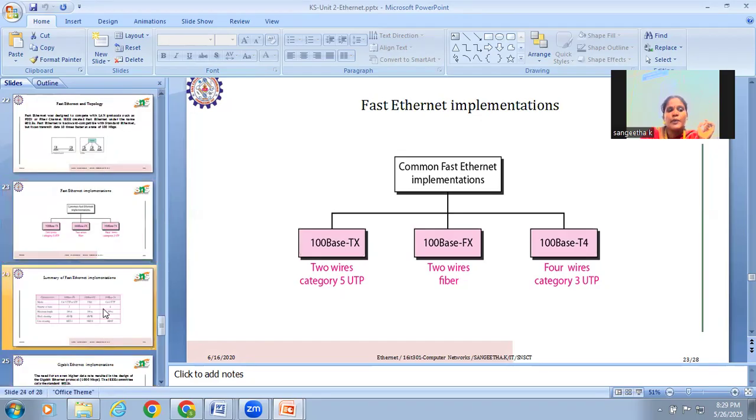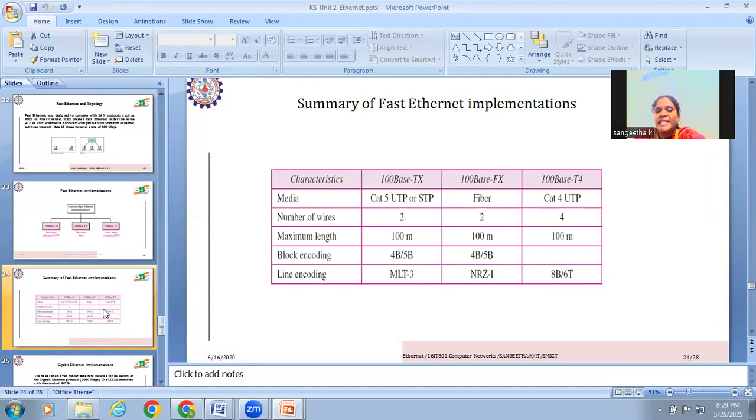Next, the various categories. For 100Base-TX, the medium is unshielded twisted pair or shielded twisted pair, the number of wires is 2, the maximum length is 100 meters, and 4B/5B encoding is used, with MLT-3 line encoding. For 100Base-FX, fiber optic cable is used with two wires, 100 meters maximum length in this table, and NRZ-I line encoding. For 100Base-T4, category 3 unshielded twisted pair is used, with four pairs of cables, and the maximum length is also 100 meters.